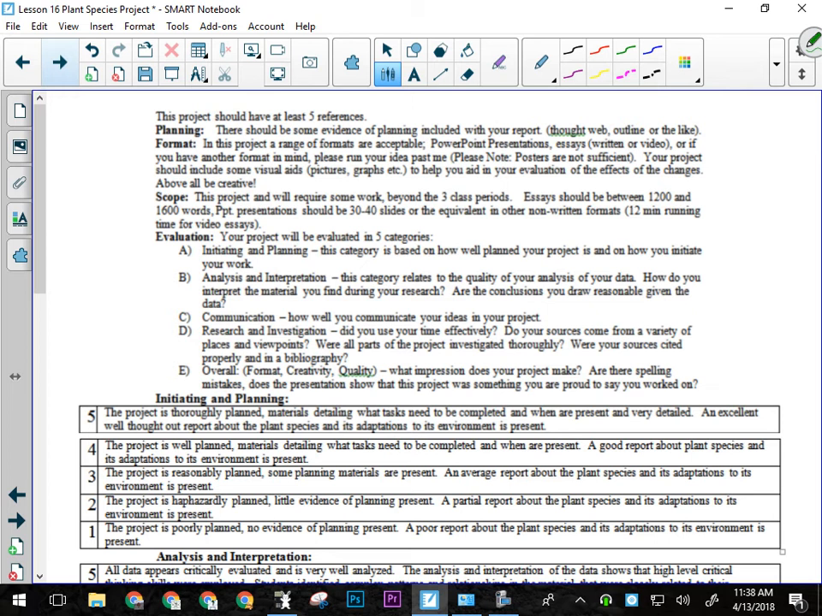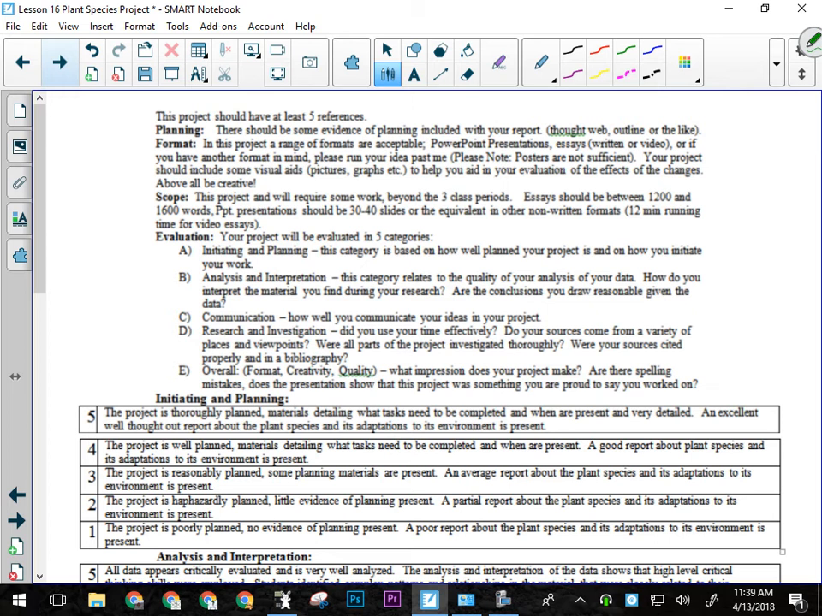So the scope of this project is that you're getting 3 class periods to work on it. Okay, 3 full ones. Essays should be between 1,200 and 1,600 words. Right, that's about the same length. I said the minimum on the toxin project was 800, but if you did only 800, it wasn't going to be very good. Okay, between 1,200 and 1,600 will do a very good job of this report.